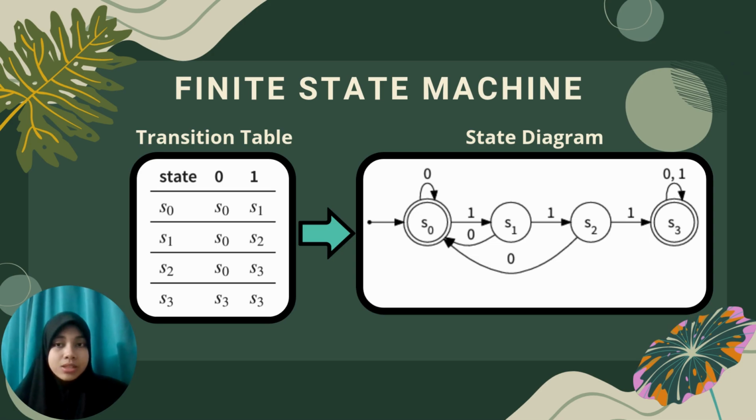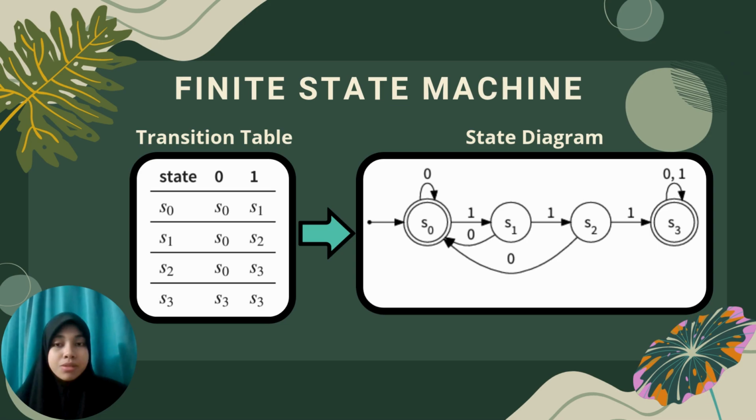Next, this slide shows a basic transition table and state diagram. The transition table tells us which next state the machine will go to depending on the current state and the input. The state diagram is a visual version. Each circle represents a state and the arrow represents a transition, with labels showing the input needed for the change.